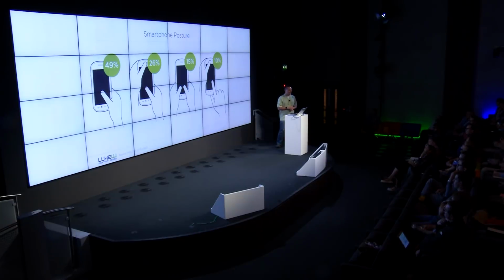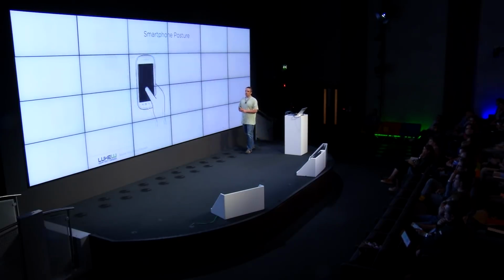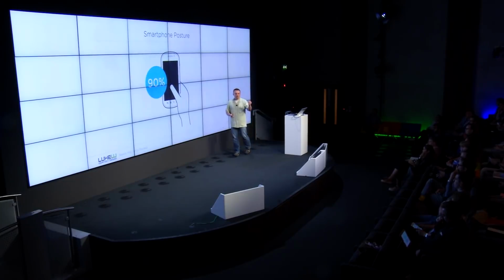Right? Now, what you may notice from this is there's a lot of thumbs. If you add up all the thumb pictures, you realize that the digit that's touching the screen 90% of the time in these things is this big fat thing right here.